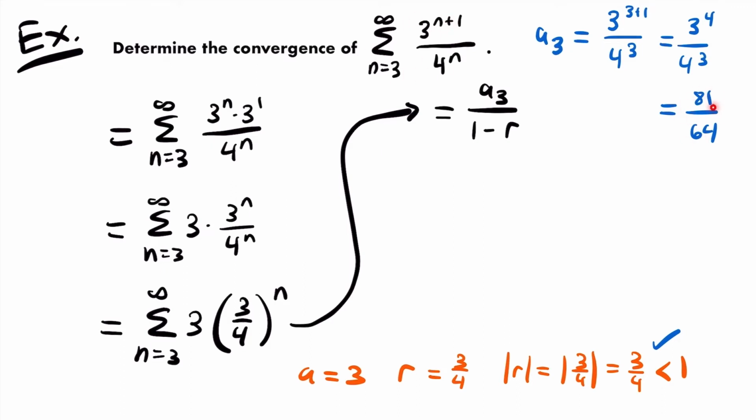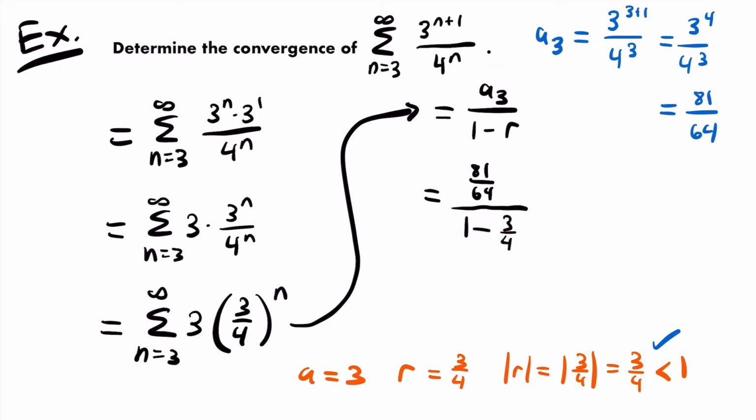And so that's what we're going to use in the numerator of this calculation to find the sum of our series, or what it converges to. This will be equal to 81 divided by 64 divided by 1 minus r, which is 3/4.